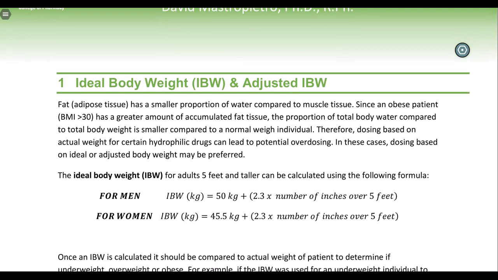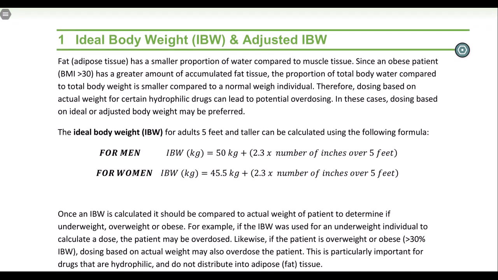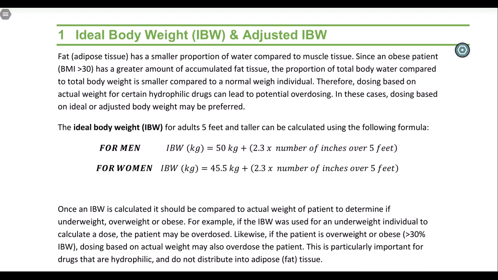So you can read what's here, but I just want to go over the parts that are about the math for the meantime. An ideal body weight for an adult that's 5 feet and taller, so as long as the person is over 5 feet or they are 5 feet, you use the following calculations. Notice that there is one for men and one for women. The ideal body weight comes out in kilograms.